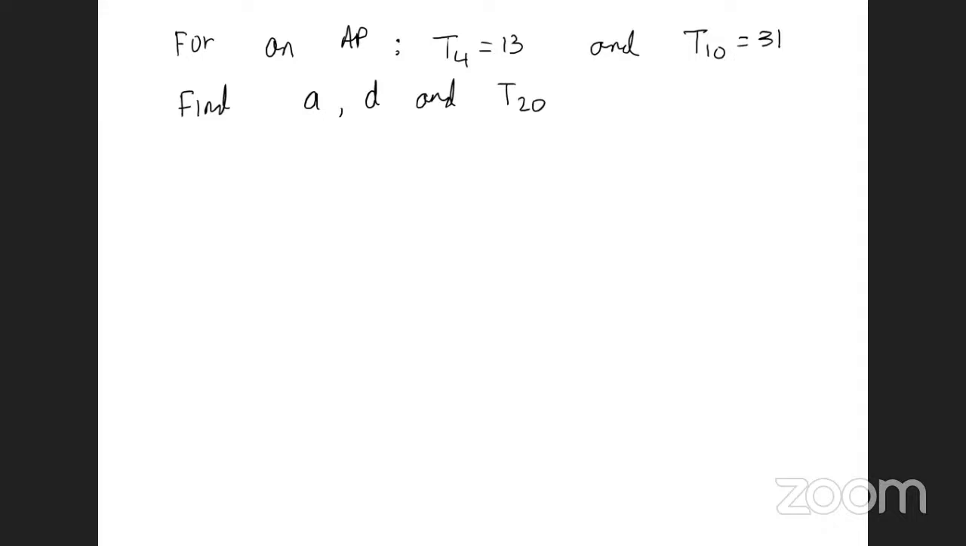Right? So I want to make sure you have the right equations. T4 is 13, so that'll be A plus (n minus 1)D, which will be 3D. So your first equation is A plus 3D is 13. That's equation 1. You all have that? Right?